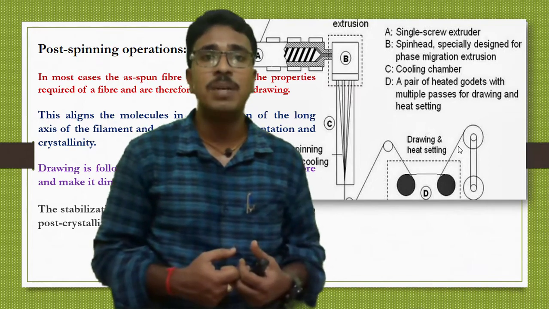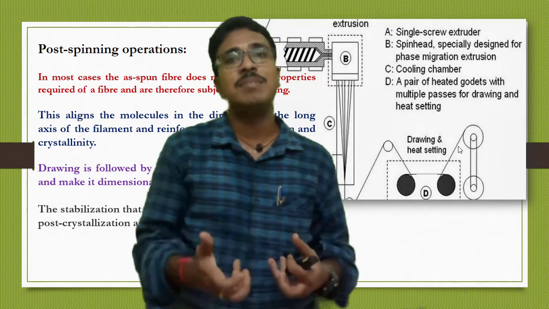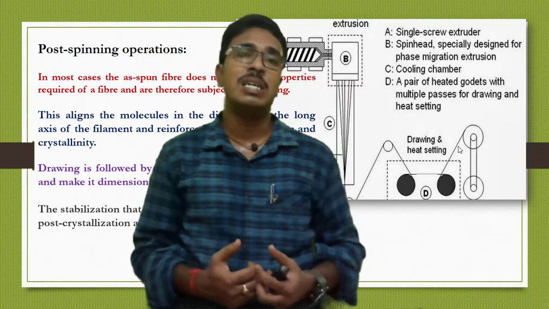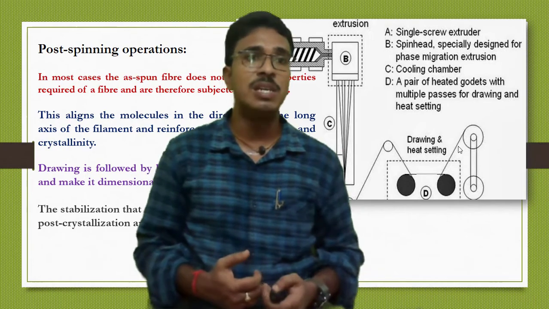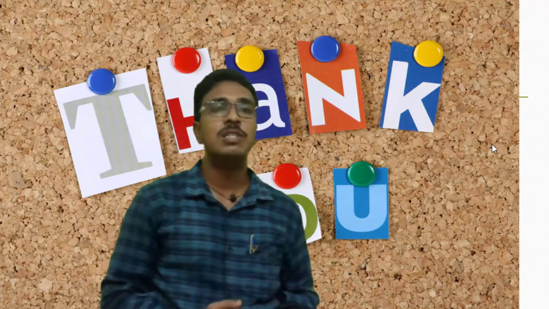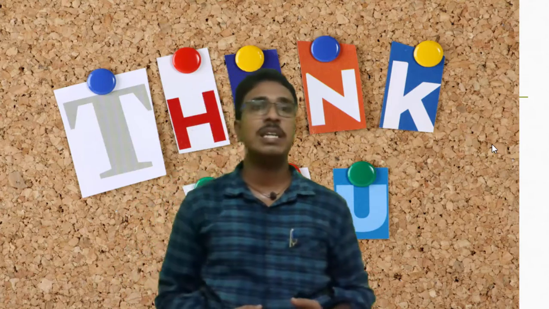So what will happen? The filaments will get stable at those dimensions, so that dimensional stability will be attained for the filaments. Okay, so this is all about the important operations in production of synthetic fibers.